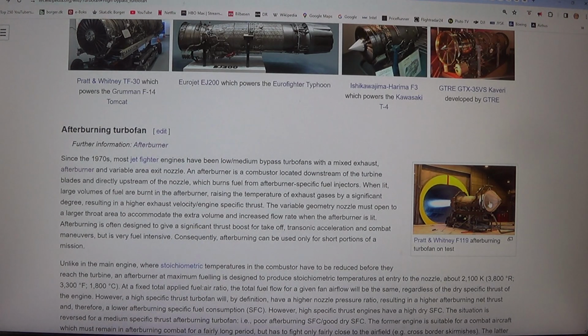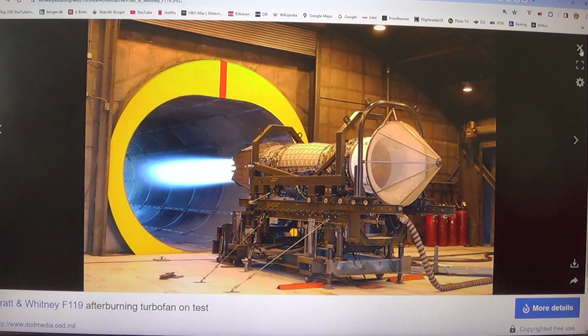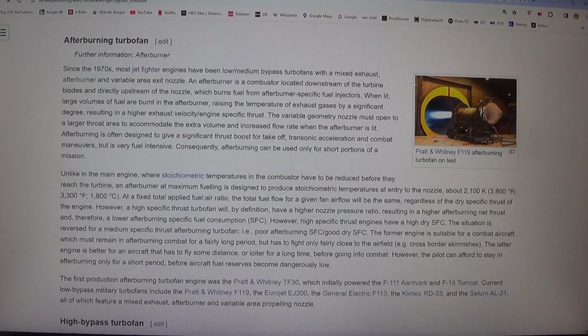Afterburning turbofan. Further information: afterburner. Since the 1970s, most jet fighter engines have been low to medium bypass turbofans with a mixed exhaust, afterburner and variable area exit nozzle. An afterburner is a combustor located downstream of the turbine blades and directly upstream of the nozzle, which burns fuel from afterburner-specific fuel injectors. When lit, large volumes of fuel are burnt in the afterburner, raising the temperature of exhaust gases by a significant degree, resulting in a higher exhaust velocity.